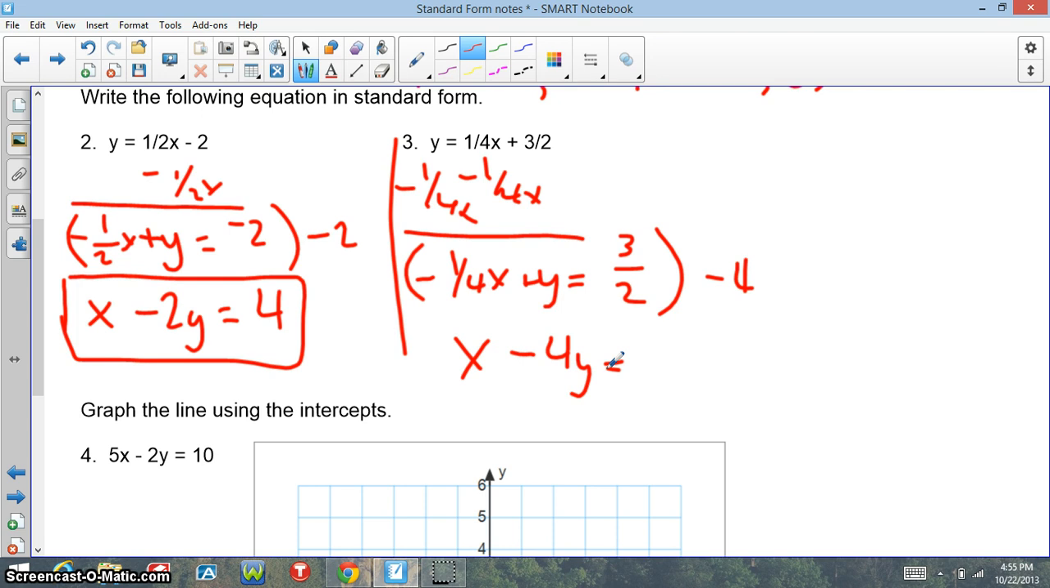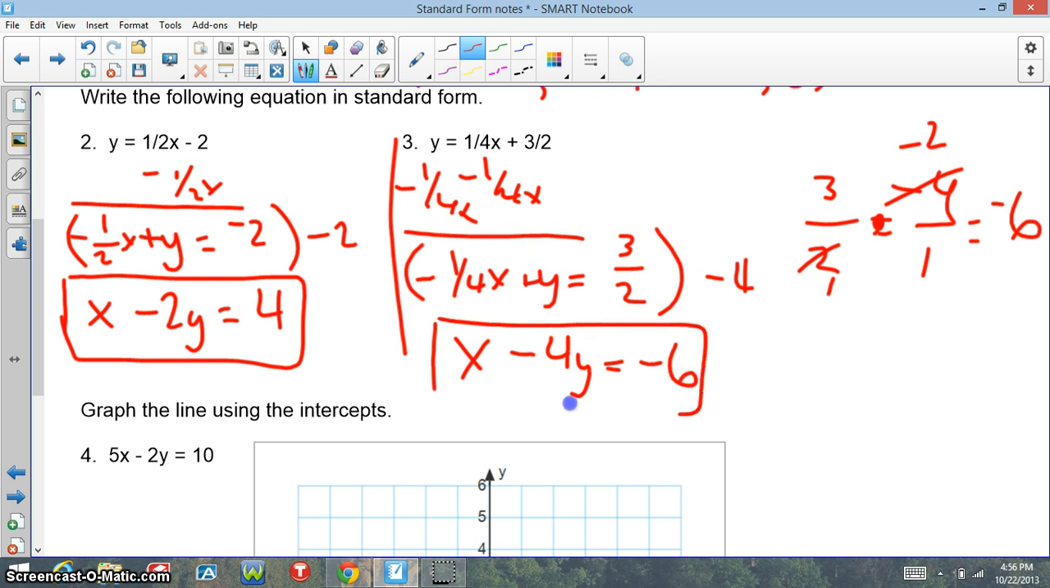Now the second part, I also want my equation to have nothing but whole numbers in there, if at all possible. So when I multiply this by negative 4, the 4 and the 2 will also cancel out, so I don't have any fractions. So 3 over 2 times negative 4 over 1, and I'll write it out over here in case you don't remember your fractions. So that would reduce, so negative 3 times negative 2 is negative 6. And there is my standard form equation.